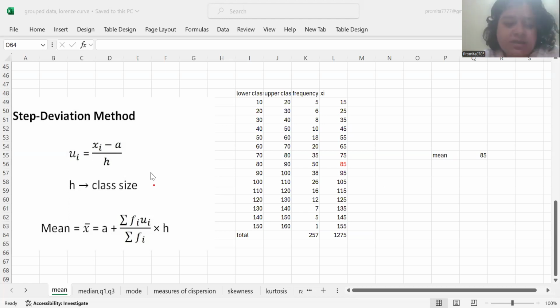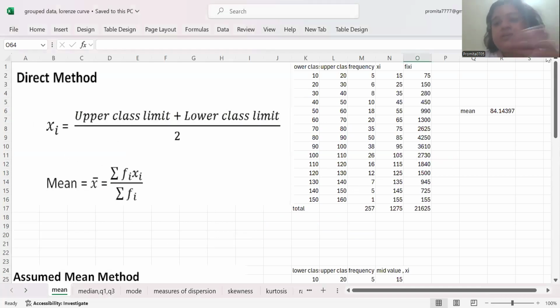Today, I'm going to discuss the measures. In my previous video, I discussed how to calculate the measures of central tendency and dispersion using normal Excel functions in case of ungrouped data or raw data. So today we will be discussing how we can calculate all these measures of central tendency, dispersion, and other measures of skewness and kurtosis using group frequency distribution.